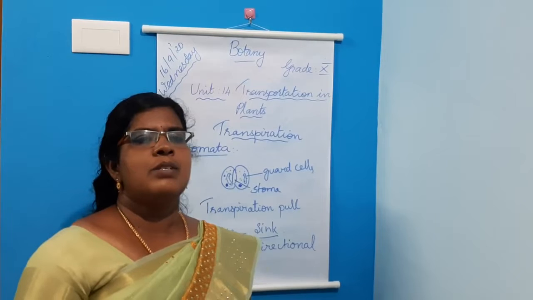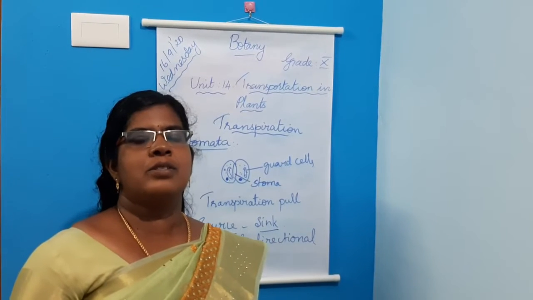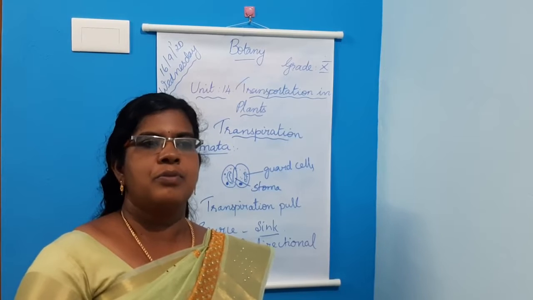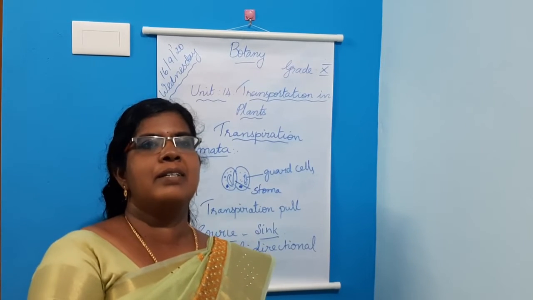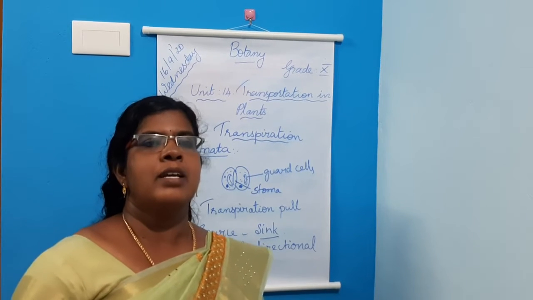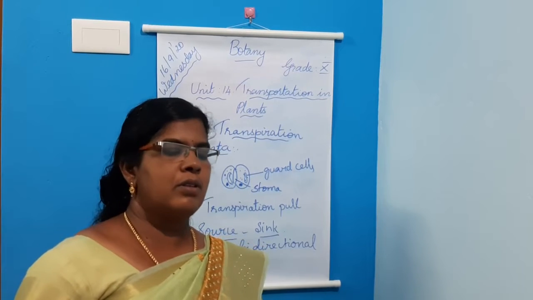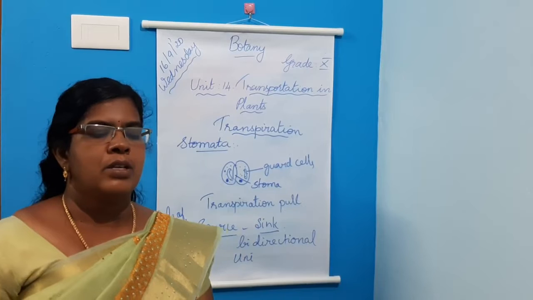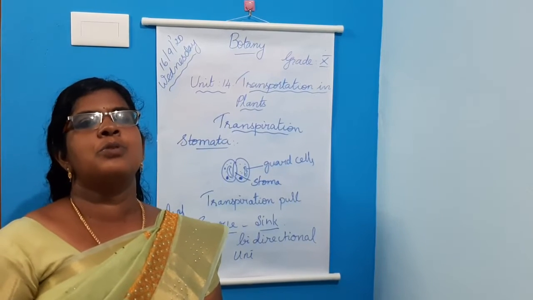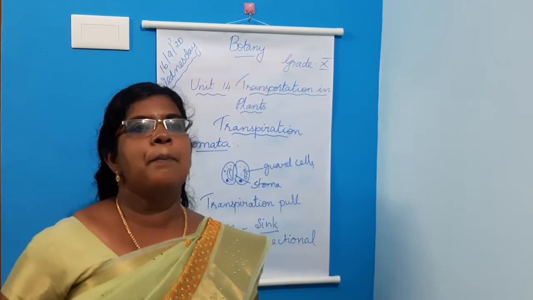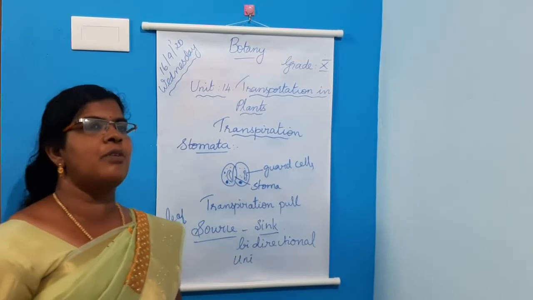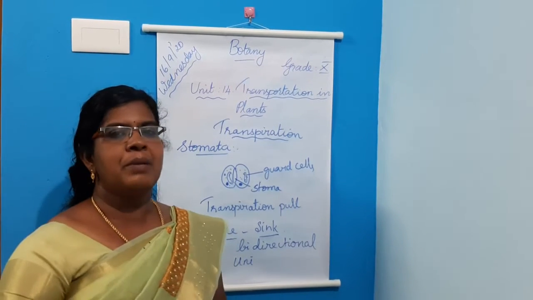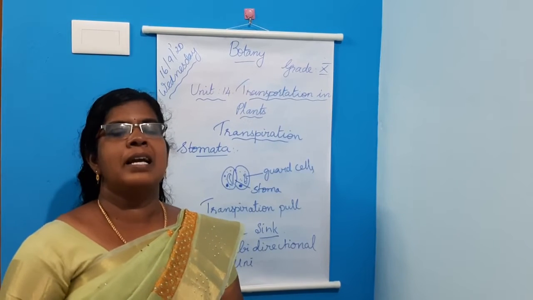Phloem contains water, you already know. The food prepared by the plant is glucose. When glucose is converted into sucrose, the sucrose moves through the companion cells. Phloem consists of sieve tubes and companion cells.